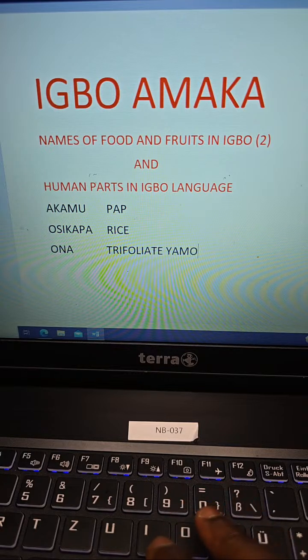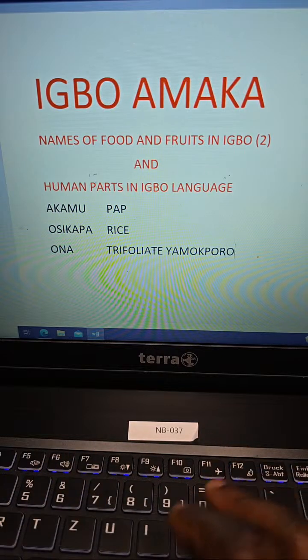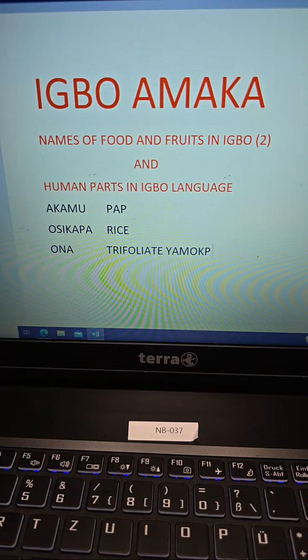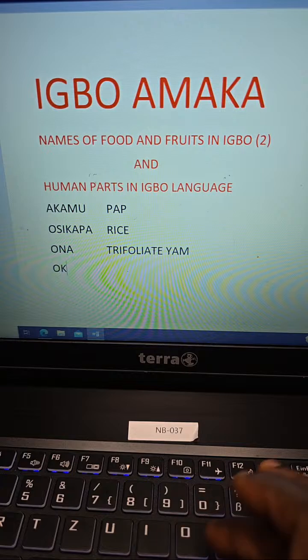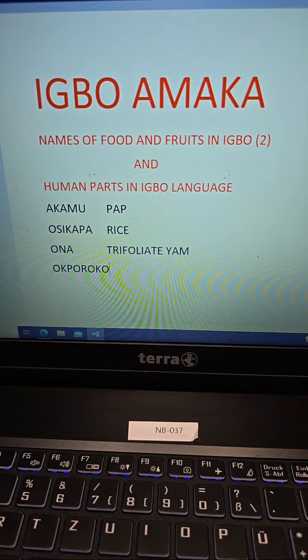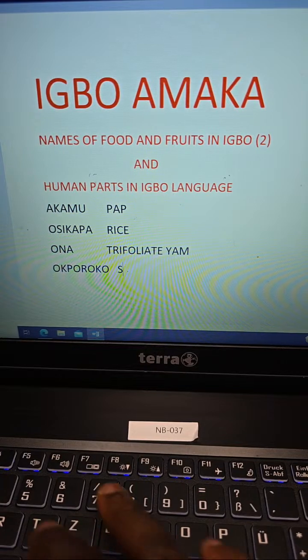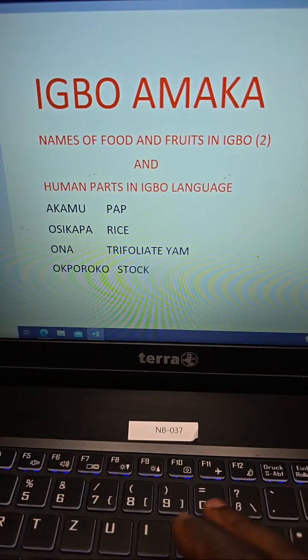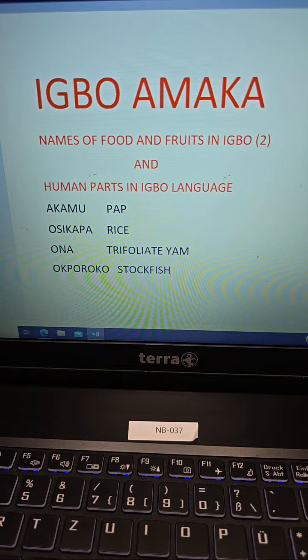Okporoko. Okporoko is stockfish. Stockfish, okporoko. Stockfish, okporoko.